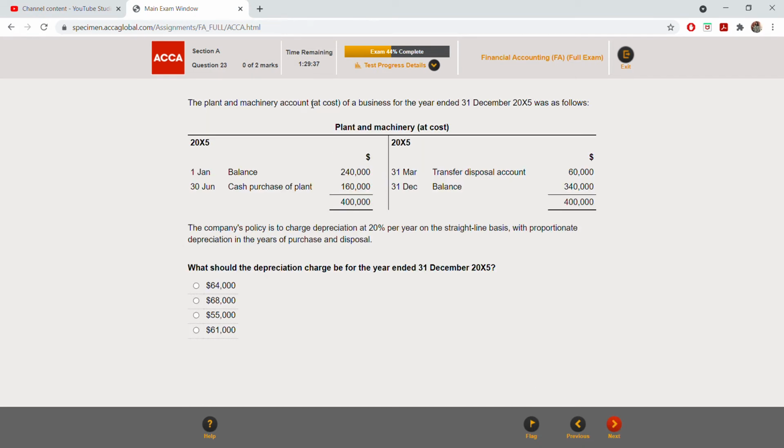The plant and machinery account at cost of our business for the year ended was as follows. So you have been given plant and machinery, you have been given disposal also, as you can see. The company's policy is to charge depreciation 20% a year on a straight line basis with proportionate depreciation in the years of purchase and disposal. Proportionate means they are taking the number of months. Sometimes you are taking in between the year, so you cannot take the whole year when you are depreciating. What should the depreciation charge be for the year ended 31st December 2005?